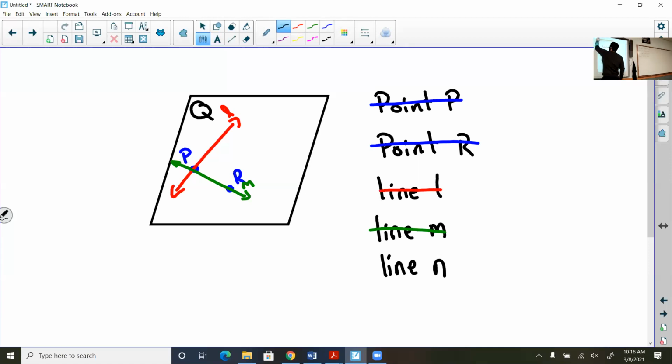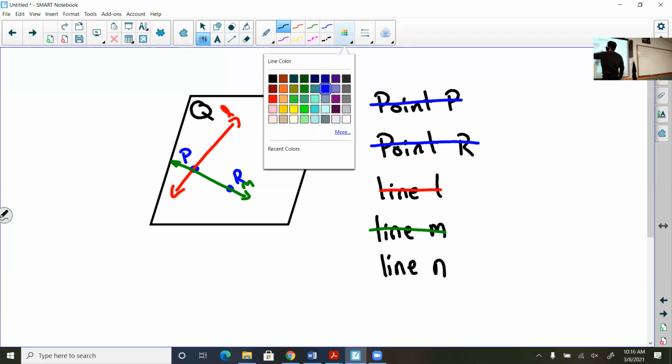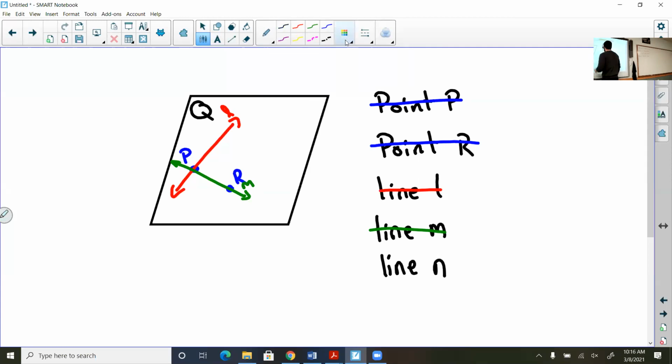Okay, let's do a different color. We'll do this color. So now I want line N. And so I'm just going to draw line N, and I'm going to say it intersects. So I'm going to go ahead and do this. All right, so now I have line N that goes through point R and intersects with line M.